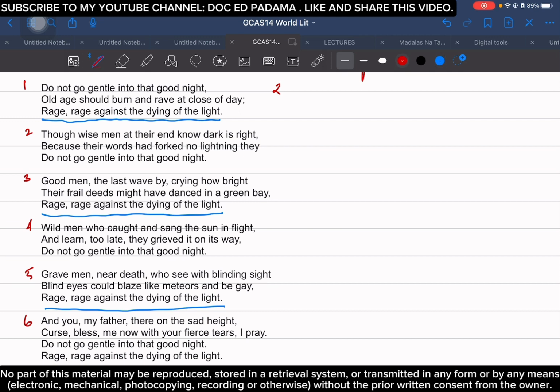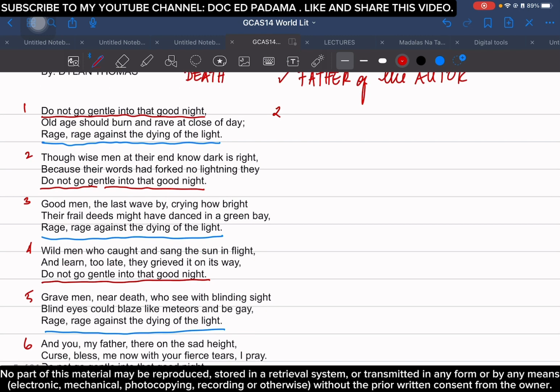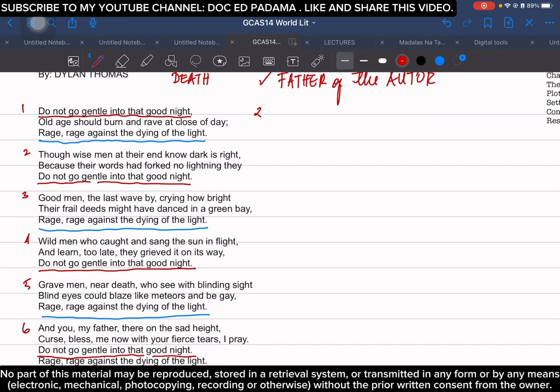Aside from that, there is another line, "do not go gentle into that good night," which is the title. Again, it appeared here, "do not go gentle into that good night." Then another one, and in the last stanza it was again presented, "do not go gentle into that good night." So this is what we will be analyzing right now.